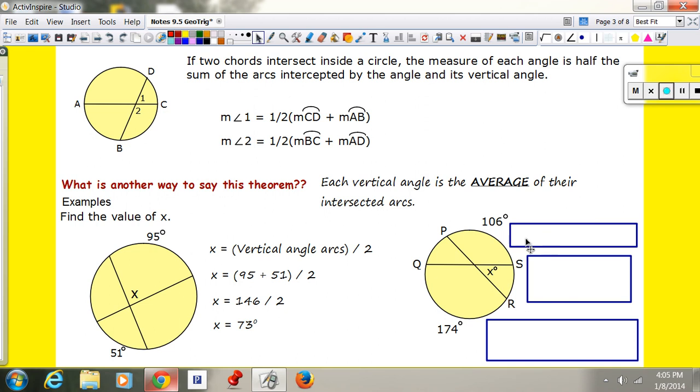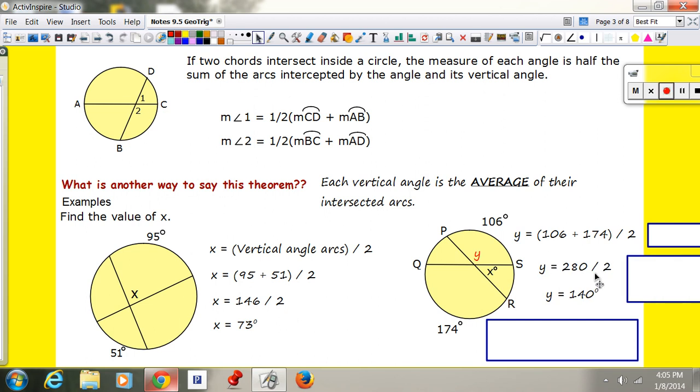On this one, we're gonna put y right in here. This is x, but we've got to find y first because they gave us the two arcs for y. So 104 plus 106 plus 174 divided by 2, that's going to give me the angle y because the vertical angle is the same there. So y is going to be 280 divided by 2, which is 140 degrees.